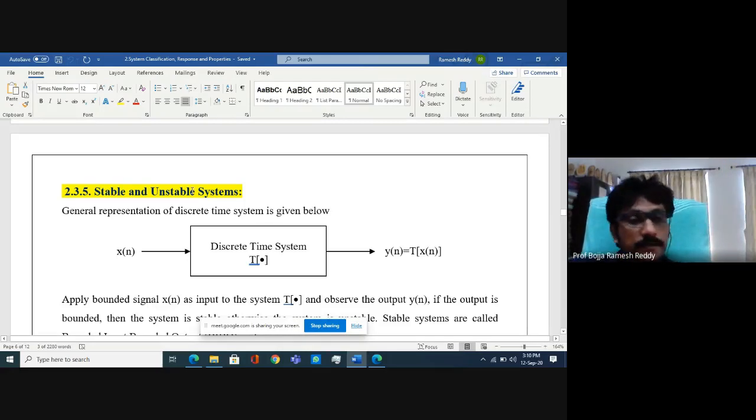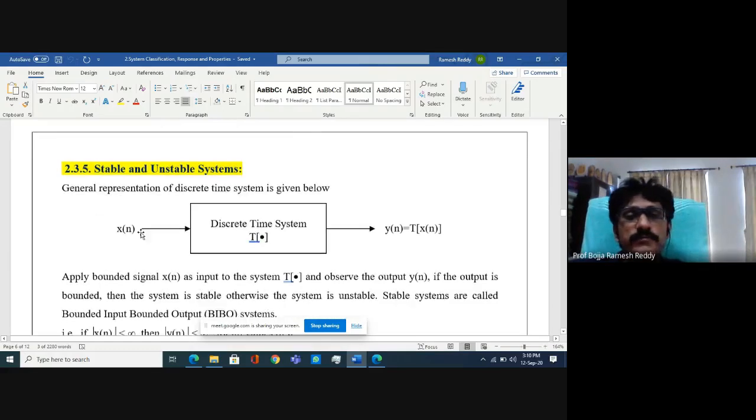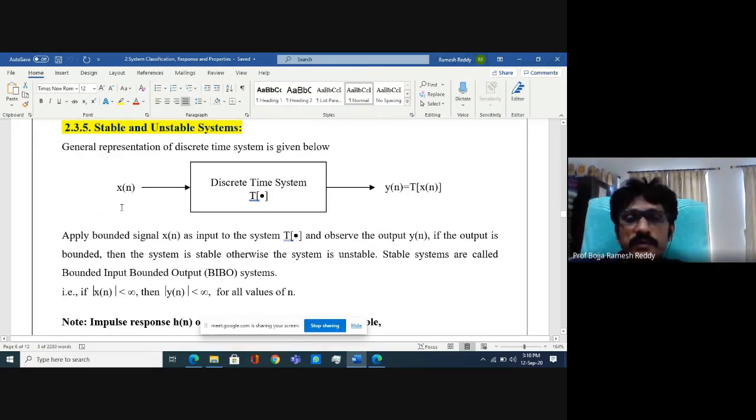Stable system design. What stable system design we will see. This is the general representation of a system. Here x of n is input, y of n is output. Apply a bounded signal as input to the system and observe the output.